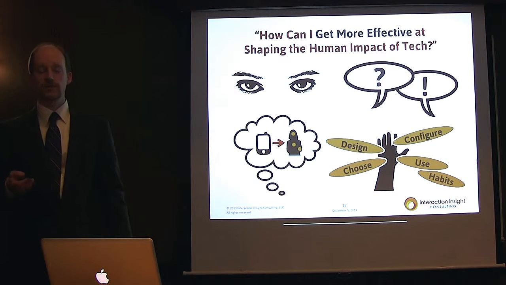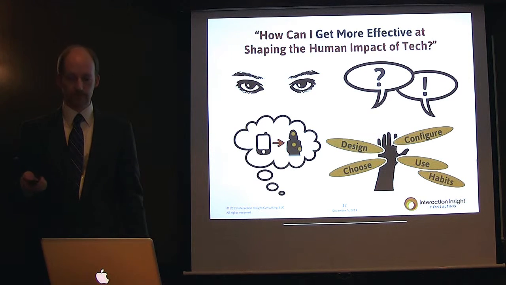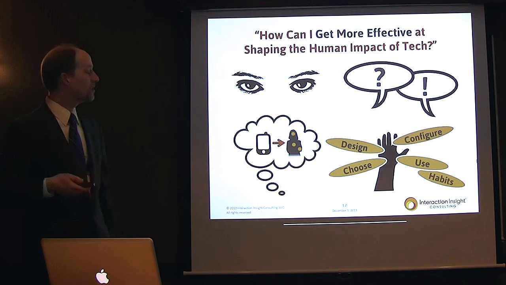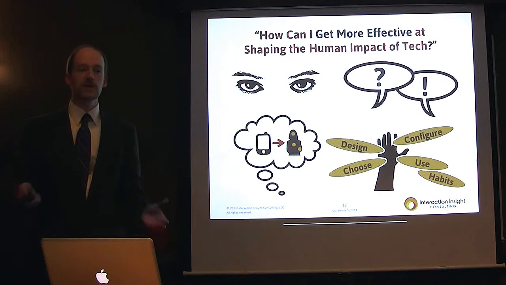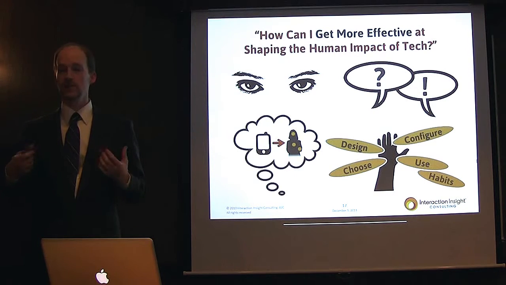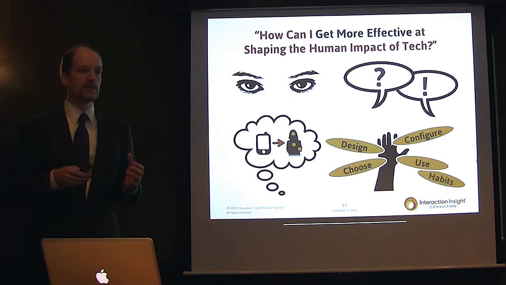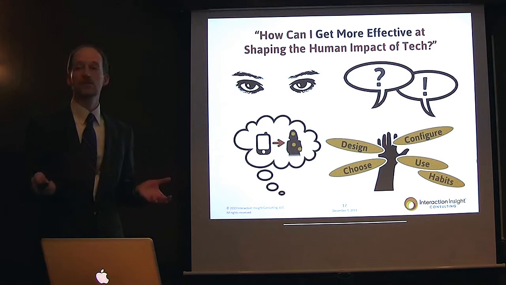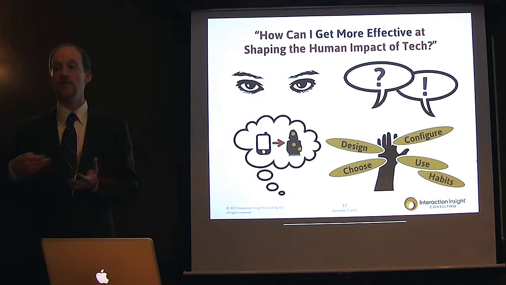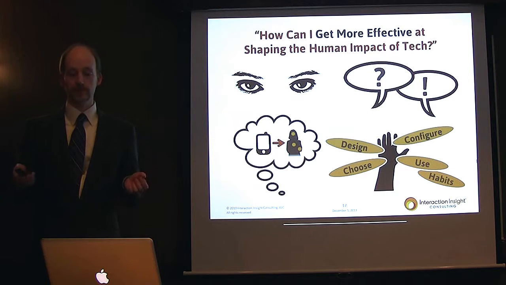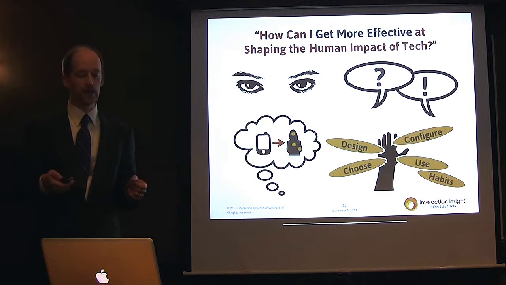So how could you get more effective at shaping human impact? Well, one way is just to become more aware. The eyes represent noticing and seeing and awareness. So once you think of this as something that's relevant to you and that you can control, then you will probably start to notice it more often. You'll notice it both in your own interaction with technology and how technology affects how other people interact with you, and also what people talk about. You can look at it in a different light.